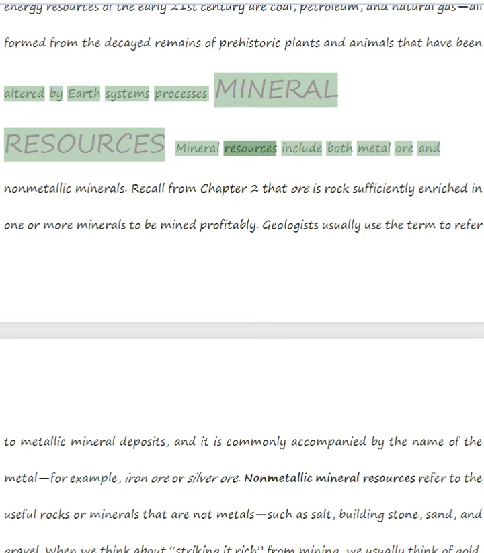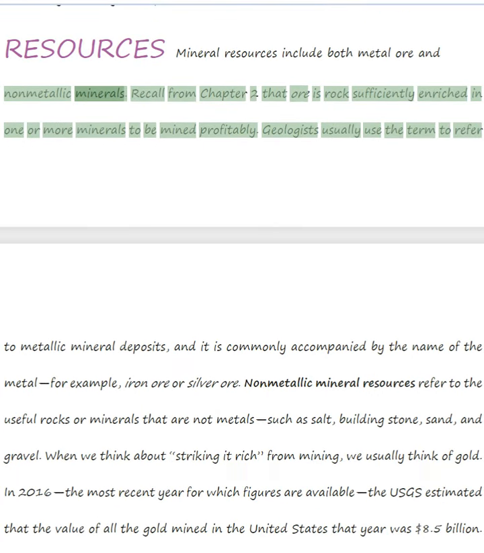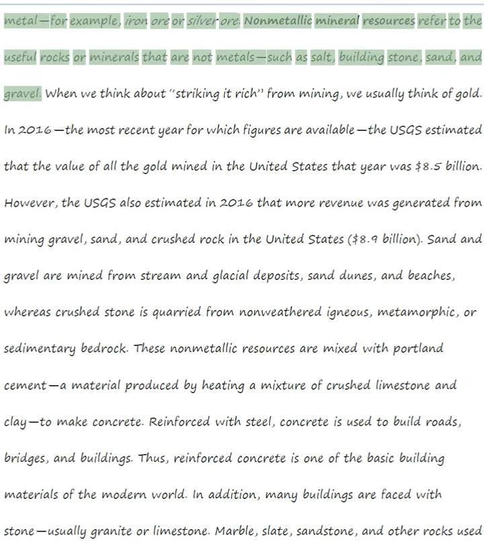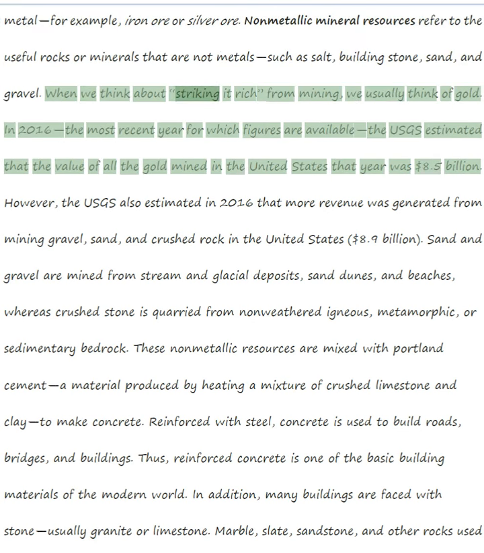Mineral resources include both metal ore and non-metallic minerals. Recall from Chapter 2 that ore is rock sufficiently enriched in one or more minerals to be mined profitably. Geologists usually use the term to refer to metallic mineral deposits, and it is commonly accompanied by the name of the metal, for example, iron ore or silver ore. Non-metallic mineral resources refer to the useful rocks or minerals that are not metals, such as salt, building stone, sand, and gravel.